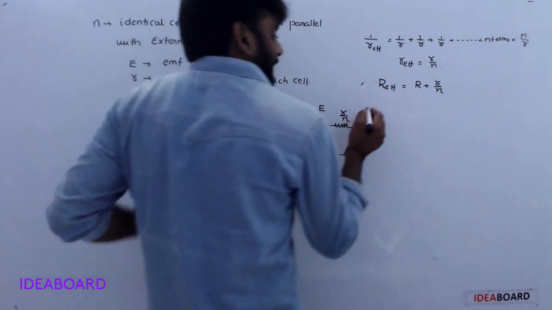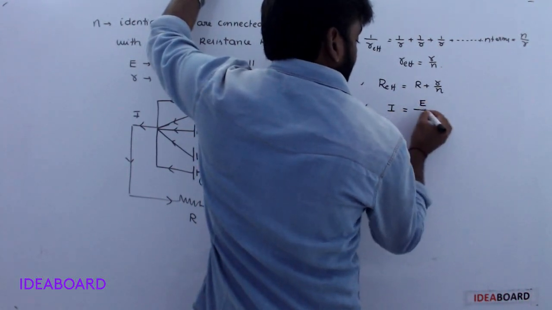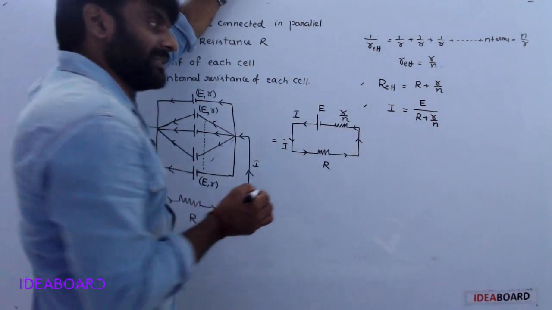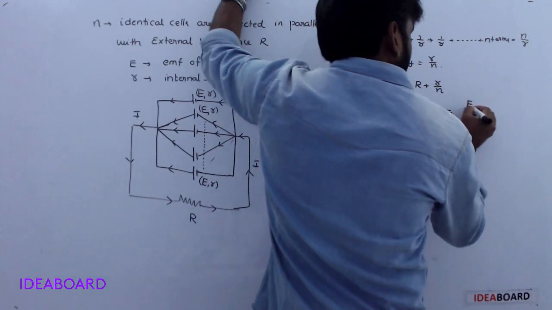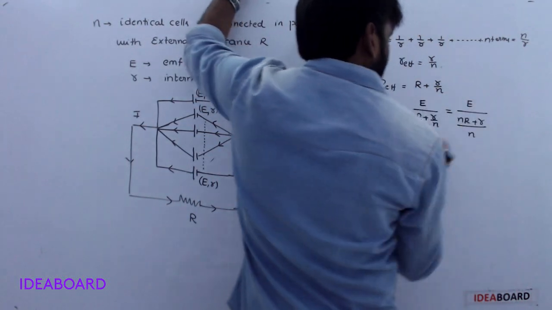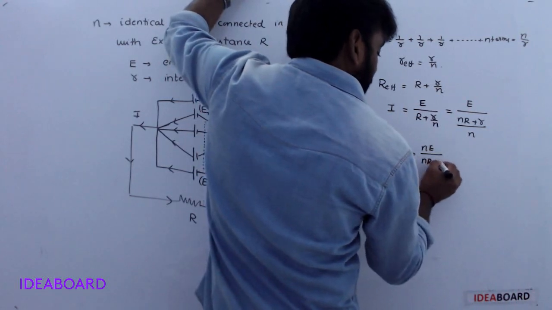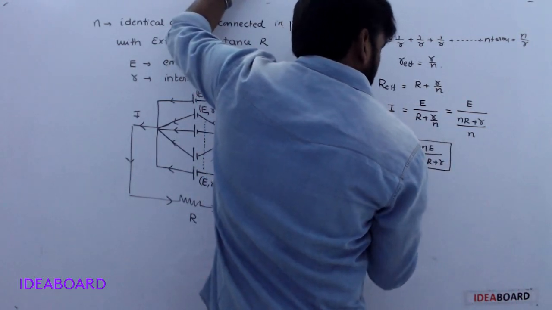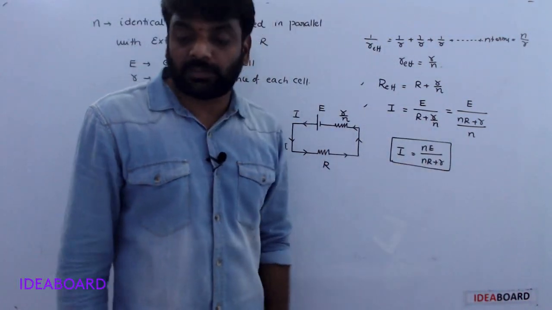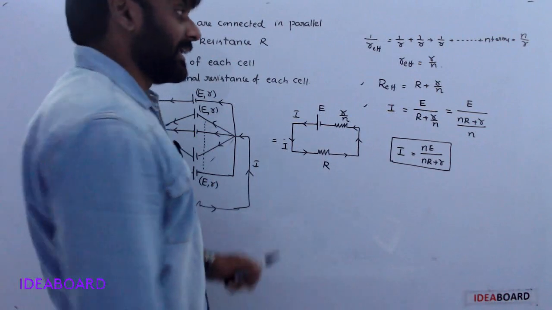Current passing through the external resistance is total EMF by effective resistance. Now E by, what is the LCM here? N. N R plus small r. N is taken upon. I is equal to N E by N R plus r. Current passing through the external resistor is N E by N R plus small r. Understood? Okay. Capital R is external resistance, small r is internal resistance.